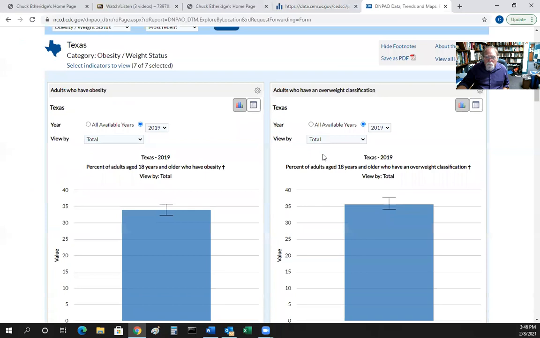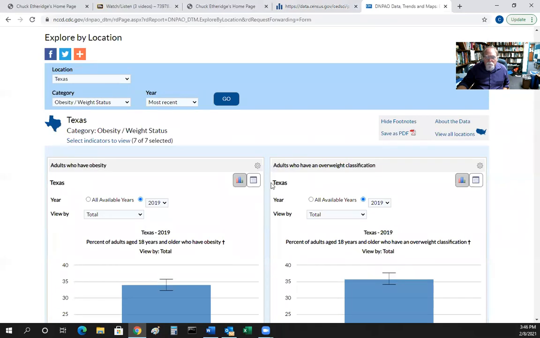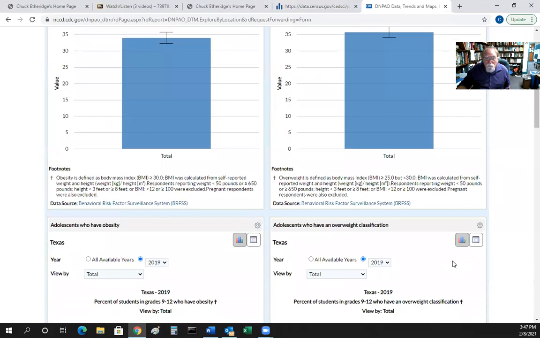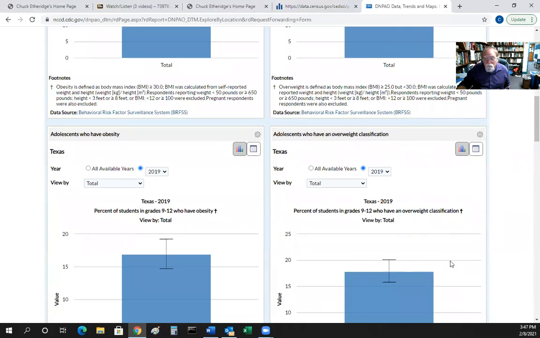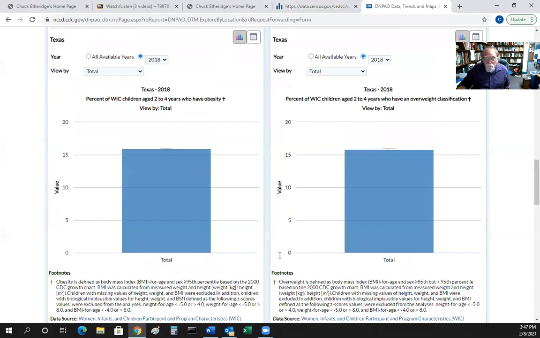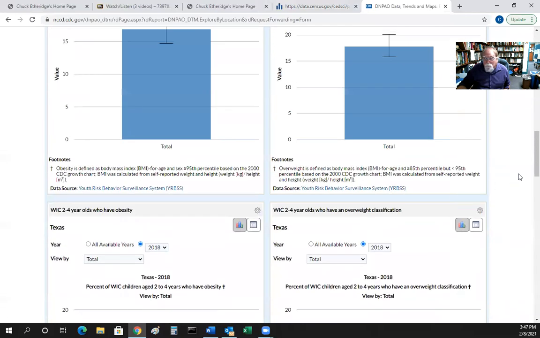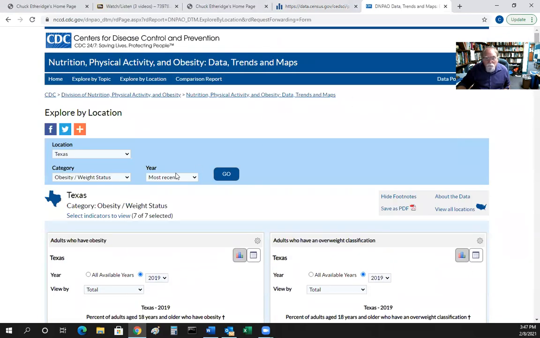So we have people who are 18 years or older who have obesity, almost 35%, who are overweight, a little more than 35%. Adolescents who have obesity, much higher as well. And then some various stats as well. So that's one indicator as well. Let's try some other statistics.